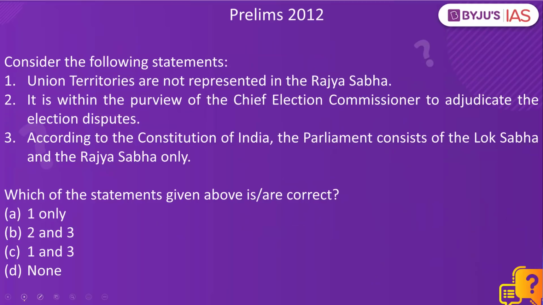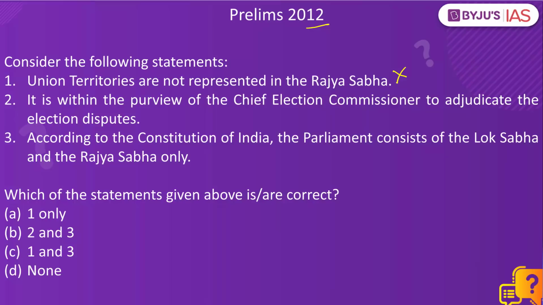Now let's look at a previous year's question paper, Prelims 2012. Consider the following statements. Union territories are not represented in Rajya Sabha. Union territories which have legislative assemblies are represented in Rajya Sabha. For example, Puducherry is represented in Rajya Sabha. Delhi is represented in Rajya Sabha. So this statement is incorrect.